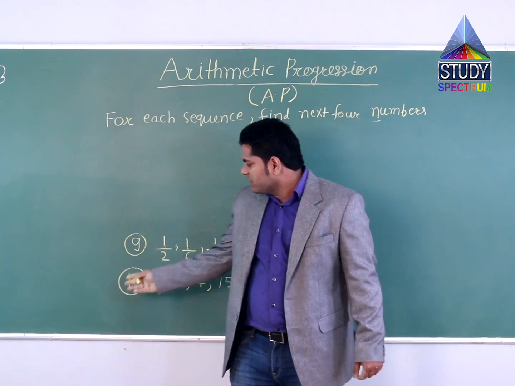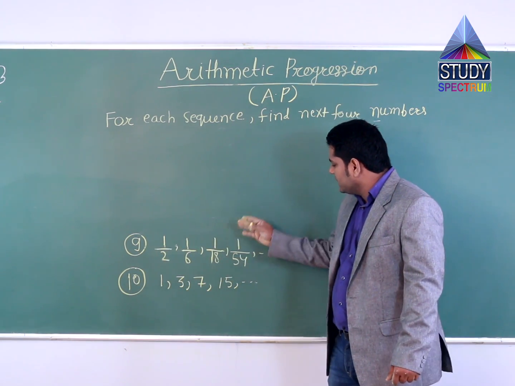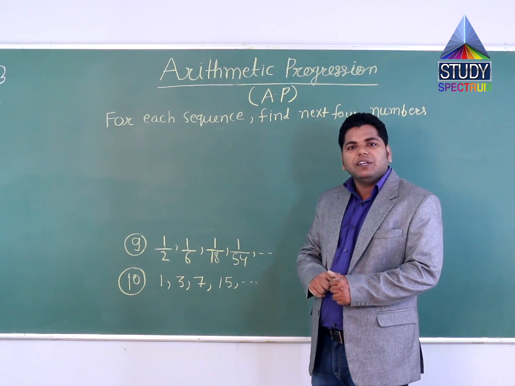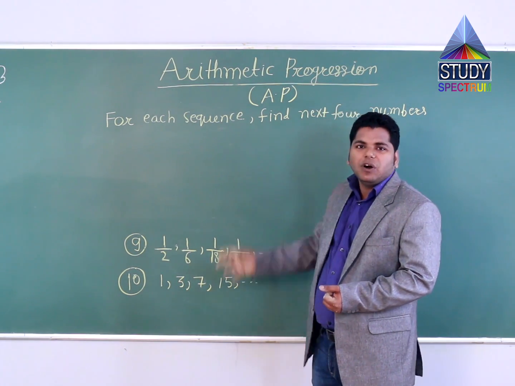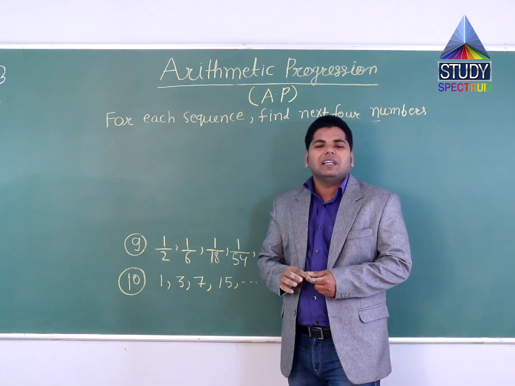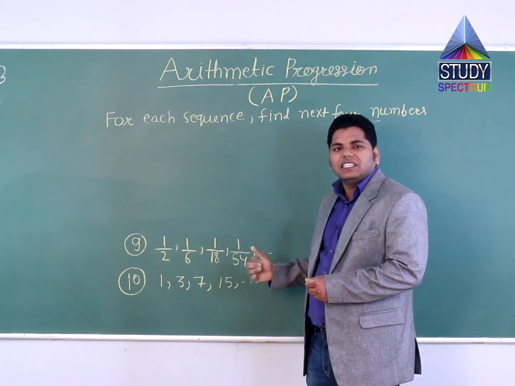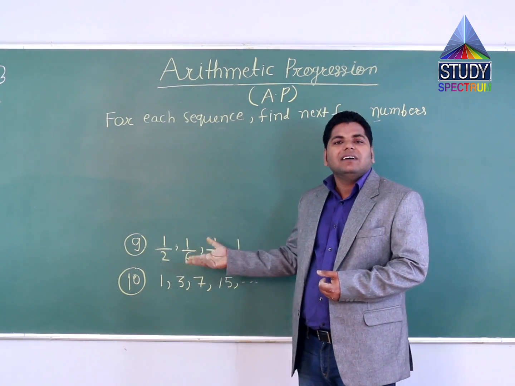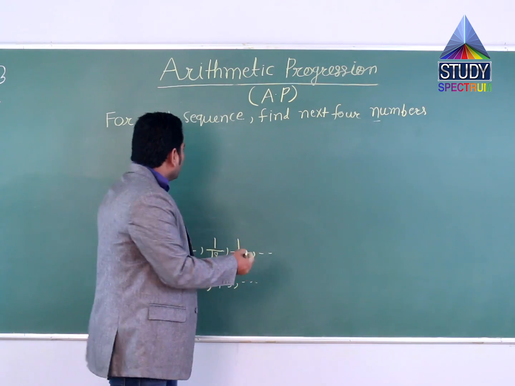Now move to question number 9. You have given the sequence 1 by 2, 1 by 6, 1 by 18, 1 by 54, and you have to write the next 4 terms of this sequence. So for this we have to analyze the pattern first of all, that what is the pattern involved in this sequence while writing the next term. So let's start with question number 9.